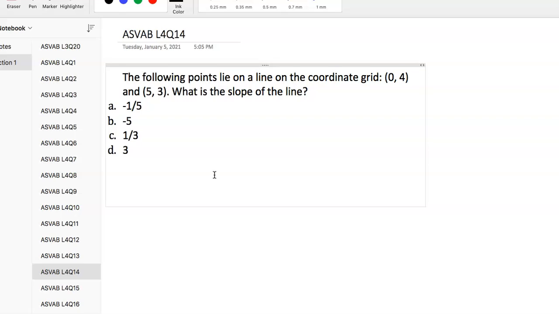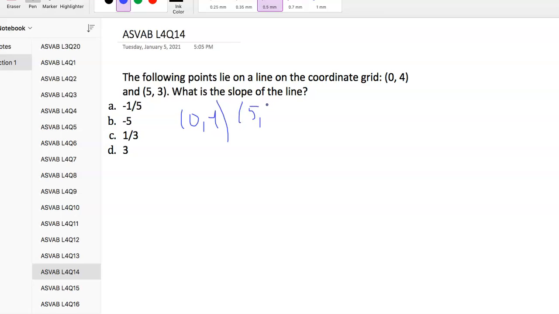Okay, and now we're moving on to coordinate geometry, it looks like. The following points lie on a coordinate grid, (0, 4) and (5, 3). What is the slope of the line? Okay, so I'll put these out here again. (0, 4) and (5, 3).